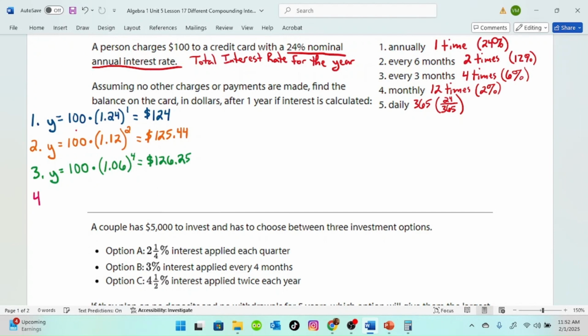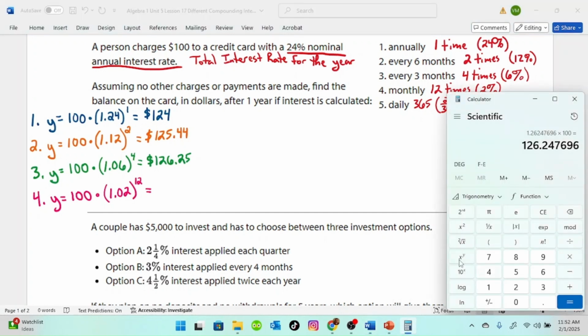Number 4. Y equals the original $100. This time the growth factor is going to be 2%, and it's going to happen 12 times. So 1.02, the 1 represents the current amount, and the 0.02 represents the 2% interest. And the exponent becomes 12, because if we're charging interest monthly, we're going to charge it 12 times.